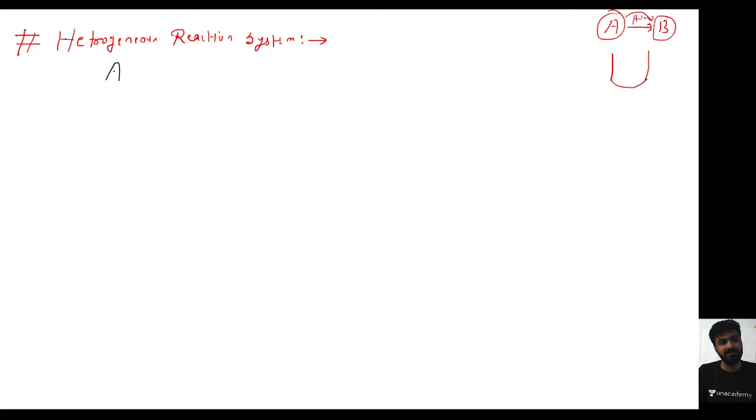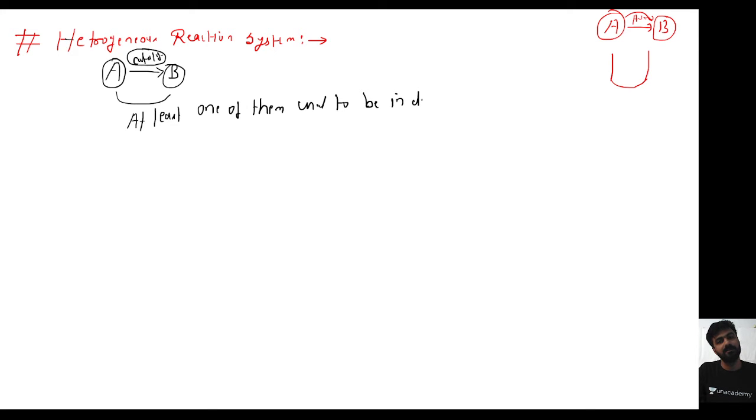So in a heterogeneous reaction system, my dear student, the reactant, product, and catalyst, I'm assuming, either of any, at least one of them used to be in a different phase, then you will call it as a heterogeneous reaction system. Are you getting? So I think the definition is very clear to all of you.